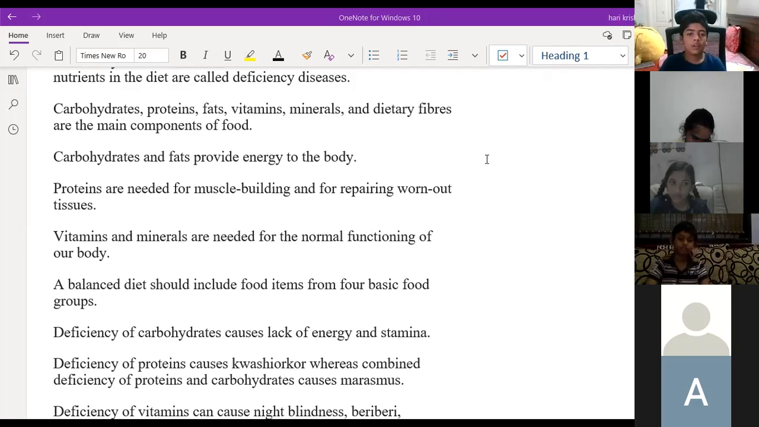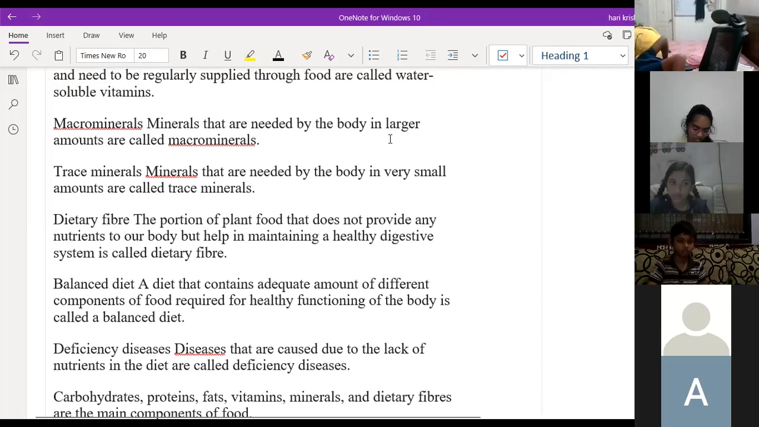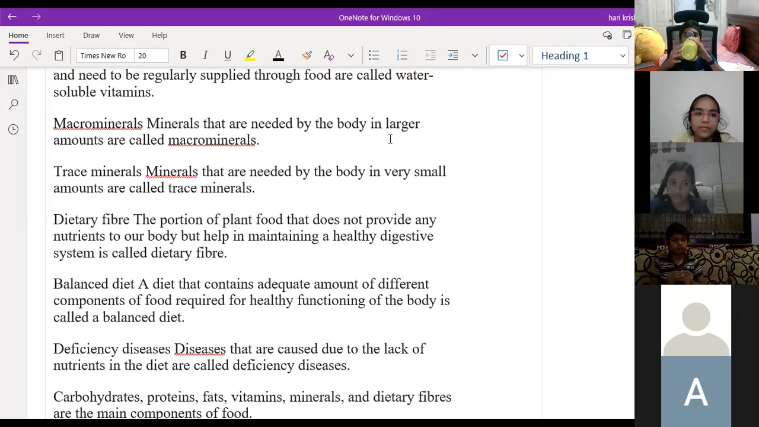Now we are going to study about the minerals. Again, these are two types. One is the macro minerals. The other one is the micro minerals. Macro means those minerals which are required in the larger quantity to the body. Micro minerals are the trace minerals, the minor minerals, both are same. Trace minerals means which are required in small quantity to our body.